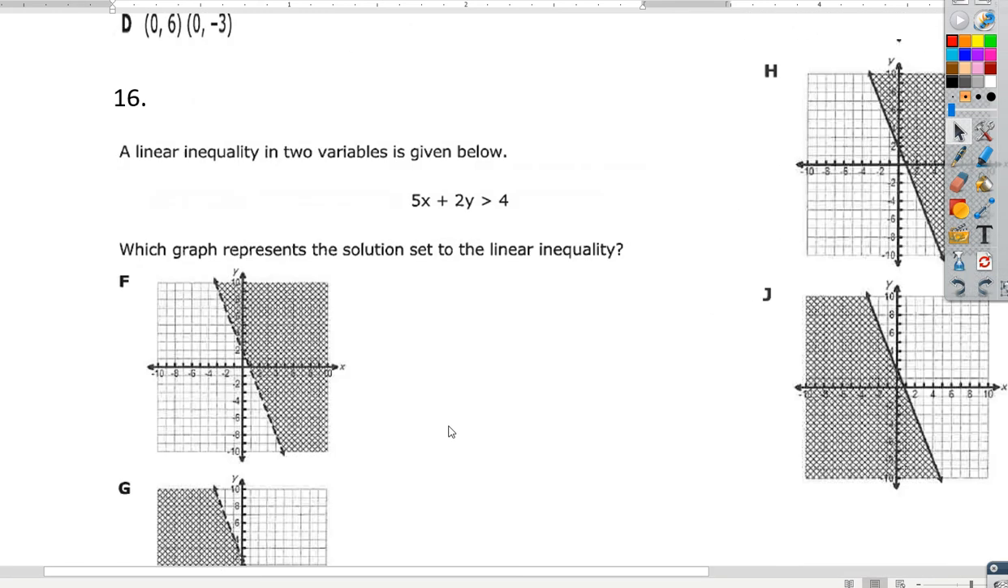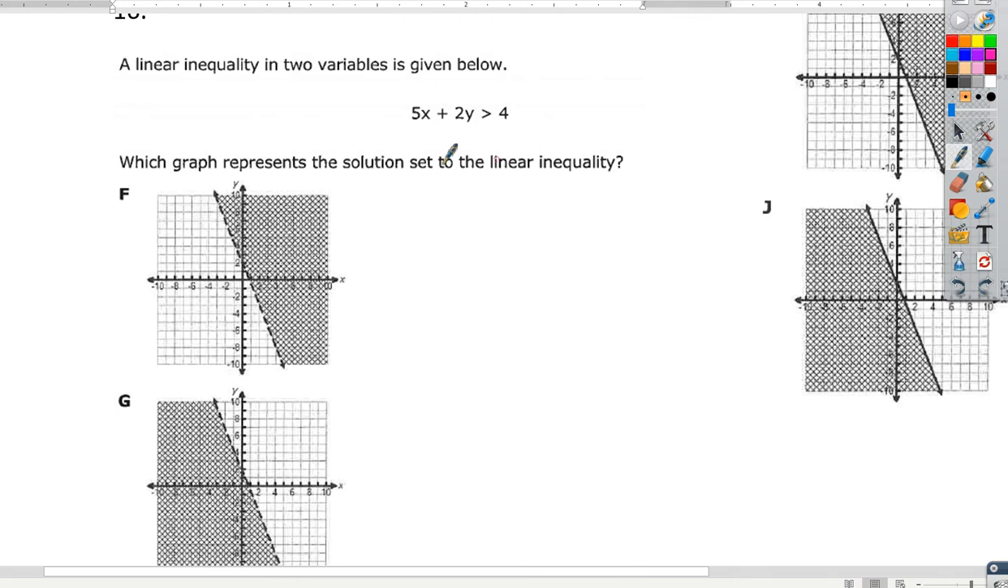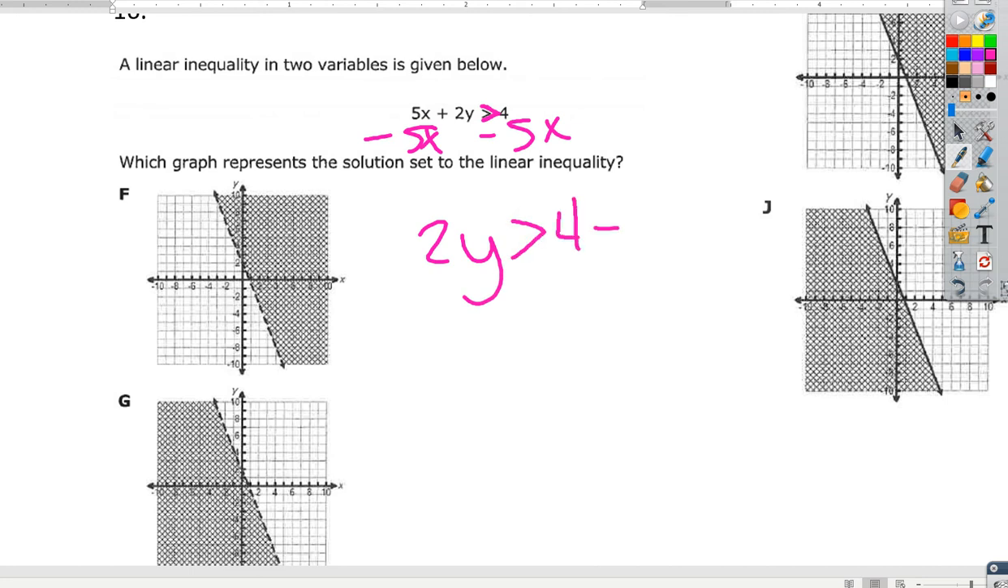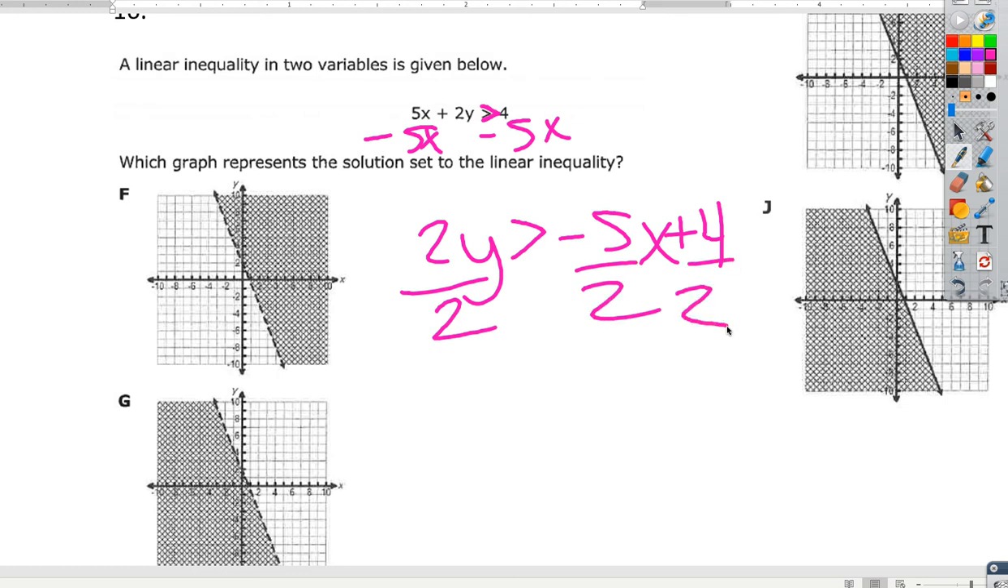Okay, let's go on to number 16 again. First of all, I know that this is going to be shaded above. So any of the graphs below, eliminate them. Second of all, you have to solve for y. So minus 5x, you have 2y less than 4 minus 4. It doesn't matter which one you put first, but I've been putting this one first. So negative 5x plus 4, divide by 2. Then whatever you get here, graph it and see which one matches.